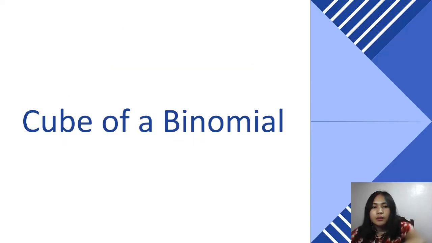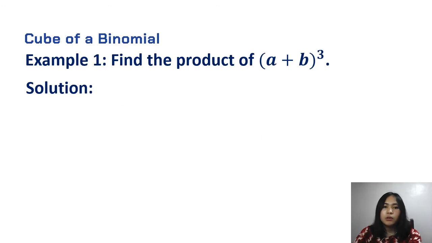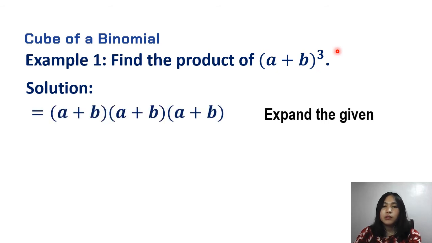Okay, nasabtan? Now, we have the other type of special product, which is the cube of a binomial. So, example, find the product of the quantity a plus b cubed. So, cube, we're going to represent it by 3. Basta cube, 3. Basta square, 2. Okay? So, find the product of a plus b cubed. So, first we have to expand the given. Since cube man siya, katulo-an nato na siya i-expand. Pero pag squared, kaduha-on na.